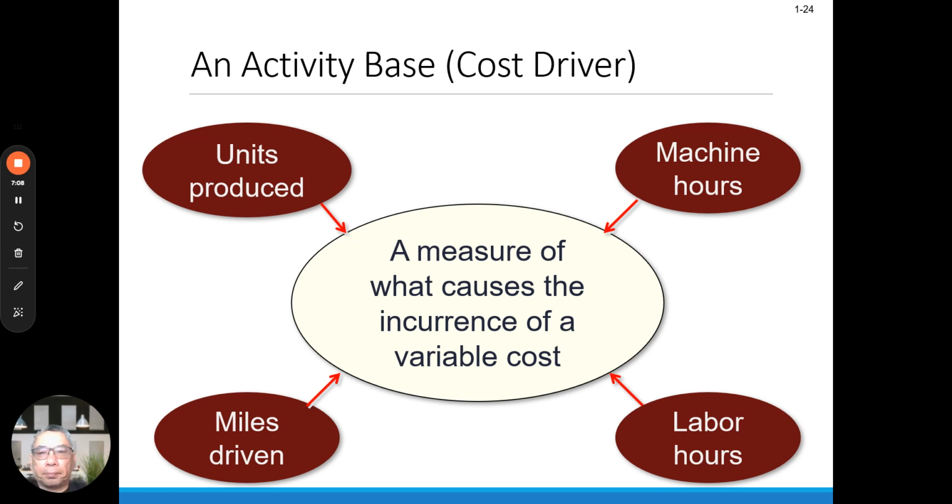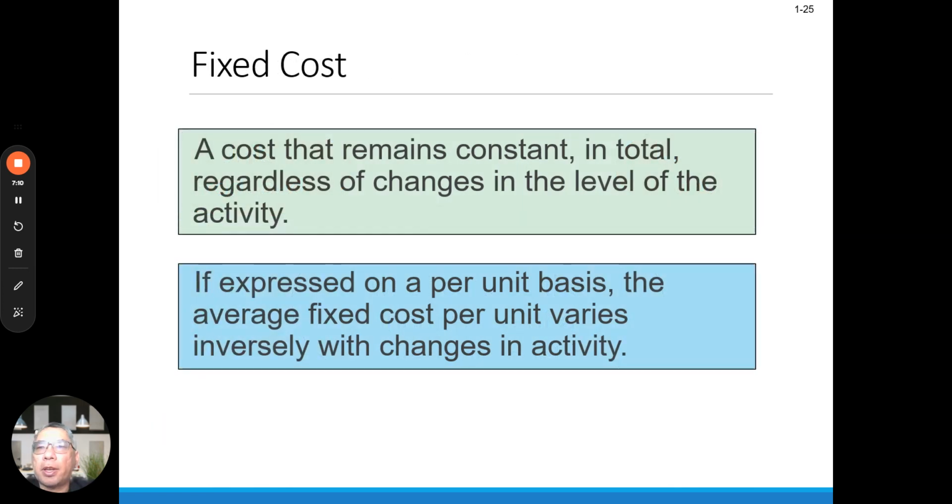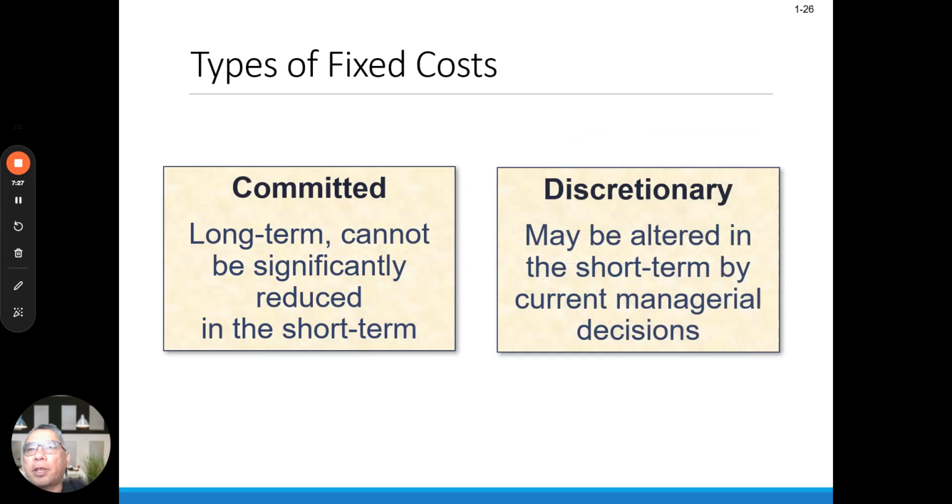Now, let's see what a fixed cost is. A cost that remains constant in total regardless of changes in the level of activities. When expressed on a per unit basis, the average fixed cost per unit varies inversely with changes in activities. Types of fixed cost: committed, which is long-term and cannot be significantly reduced in the short term; discretionary, which may be altered in the short term by current managerial decisions. This is the difference.